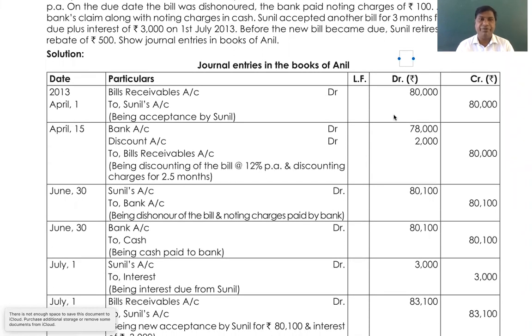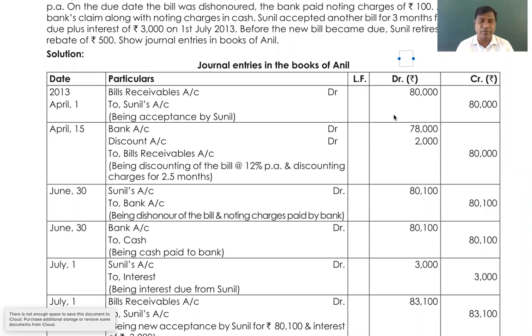Yeah, 5 lines. Date column, particulars column, ledger folio, debit column, credit column. Right? This is the format of journal. Okay, journal entries in the books of Anil.